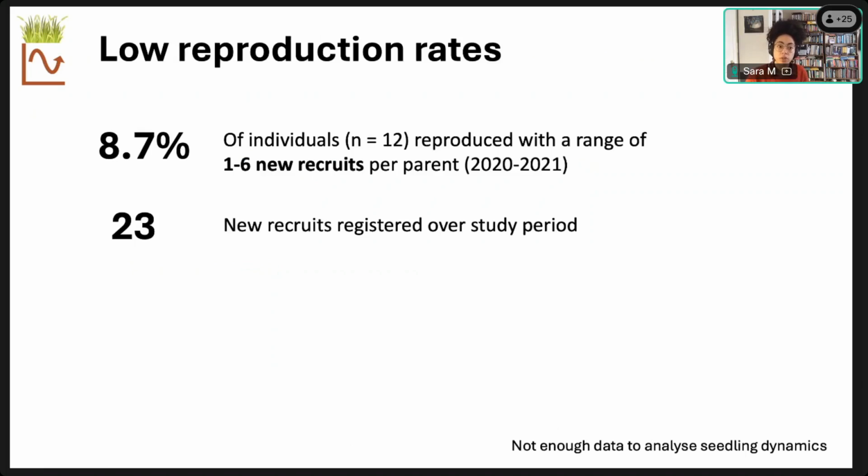In terms of reproduction rates, very low. Only 8.7% of them, so only 12 of them, reproduced, and it was a range between 1 to 6 new recruits. There were 23 new recruits in the study period, and most of them were found in 2020. I originally set out to do some more analysis on the seedling dynamics, but there wasn't enough sample size.